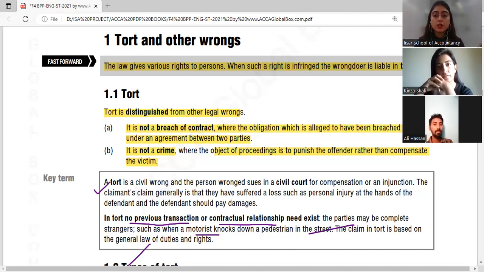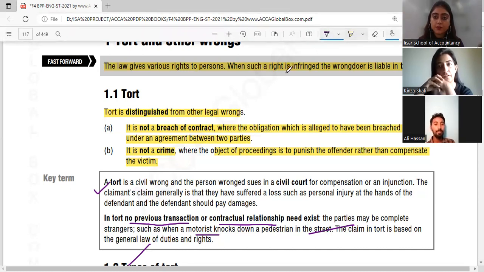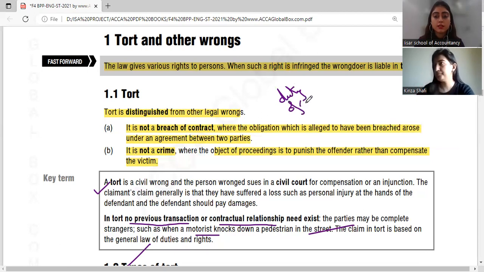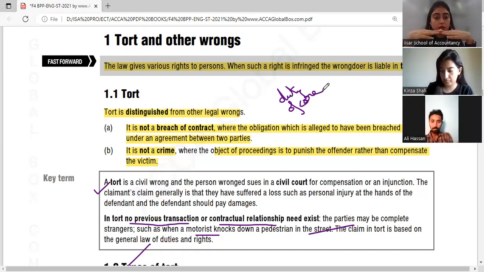What is it known as? Duty of care. For duty of care, it is not necessary that if this duty of care is violated, the two parties must be in a contract. Okay? So that's the case.